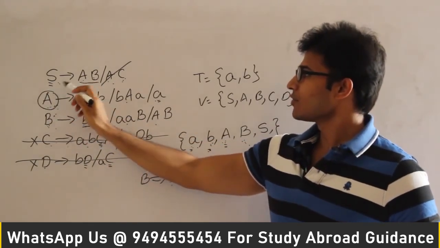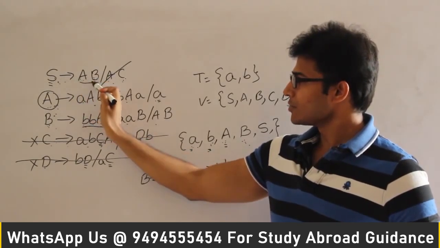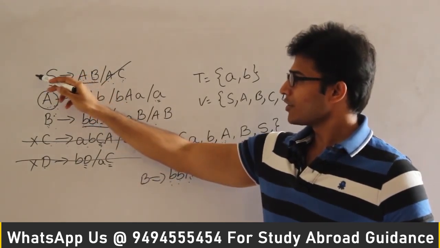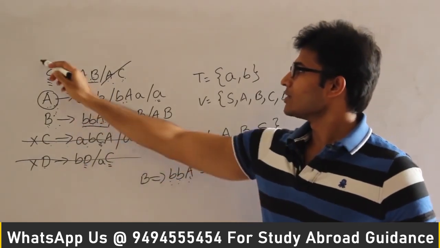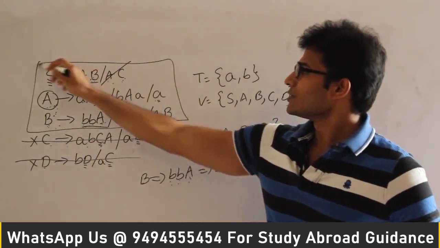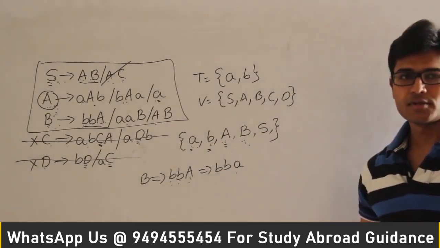See if A is reachable from S. Yes, A is reachable from S as well as B is reachable from S. Therefore, these are the productions: S derives AB, A derives this, B derives this. This is the final grammar which is known to be useful. Let's see one more example.